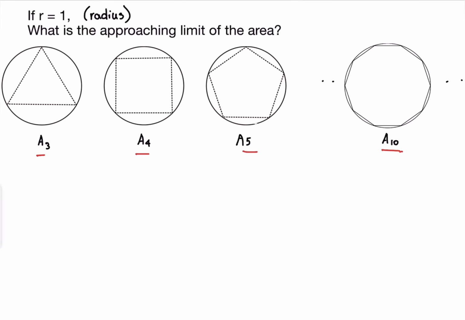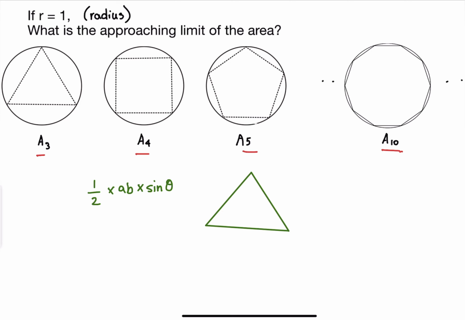Okay, so what is the area of a triangle? There are many different formulas for finding the area of a triangle, but the one we're going to use here is 1 by 2 times AB times sine theta. So over here, this is going to be theta, this is going to be A, and this is going to be B. All we need to know is the length of 2 sides and the value of the angle that lies at the intersection of those 2 lines.